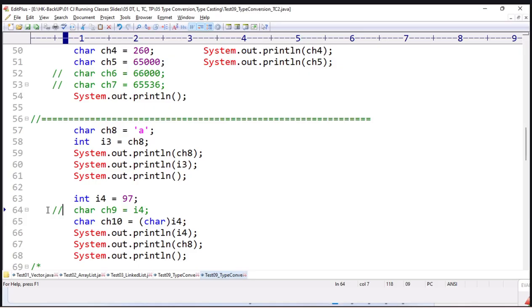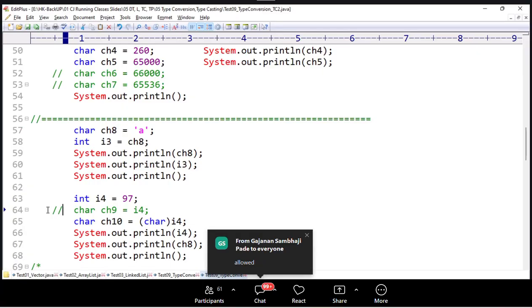Now answer my question. I'm writing one statement; right or wrong, you tell. char ch1 = 97; allowed? char ch1 = -97; How much time will you take to think? Minus 97, allowed or not allowed? Why? It is not in the range of char. The char range starts from where? 0 to 65,535.